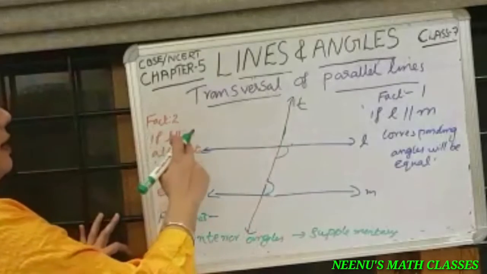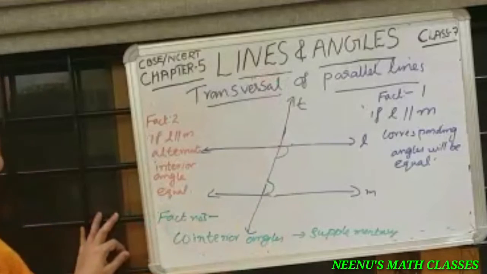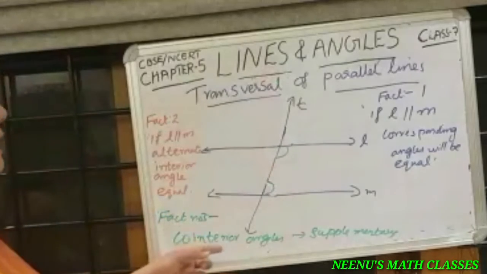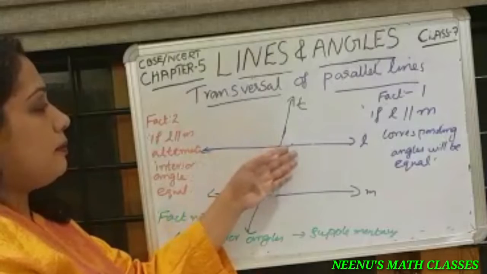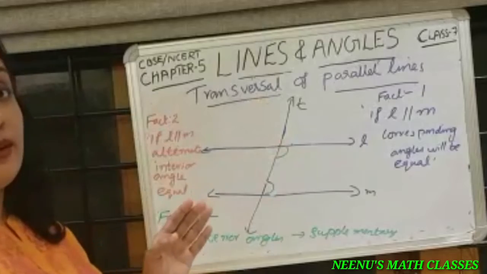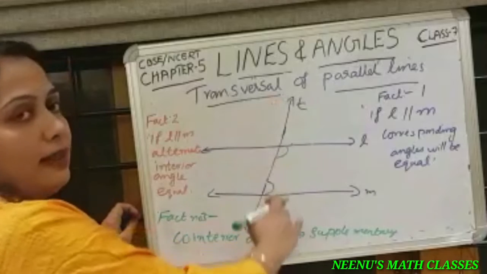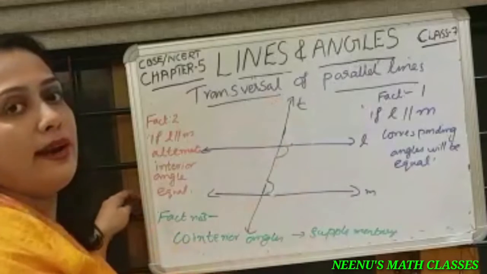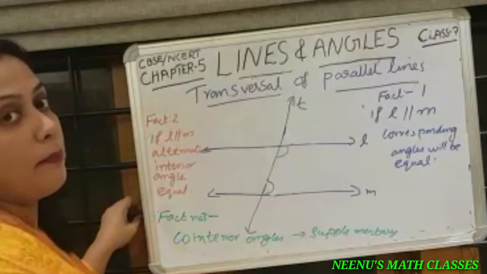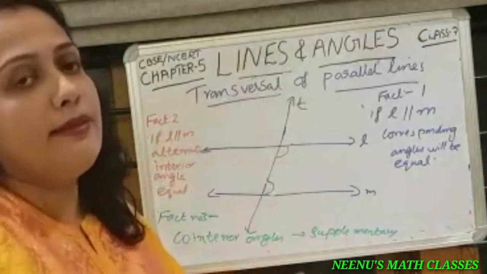The next fact is, if L is parallel to M and cut by a transversal T, then alternate interior angles should be equal, here and here. Fact number three, co-interior angles. If this transversal T cuts two parallel lines, then co-interior angles, where co means the same position, the same side of the transversal, should add up to 180 degrees. That is, these co-interior angles should be supplementary. These are the three facts about the transversal of parallel lines.